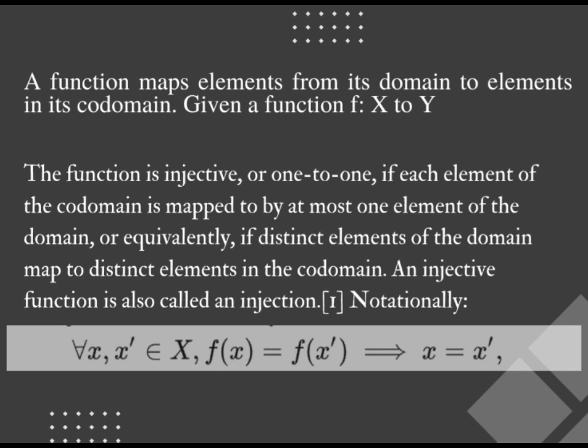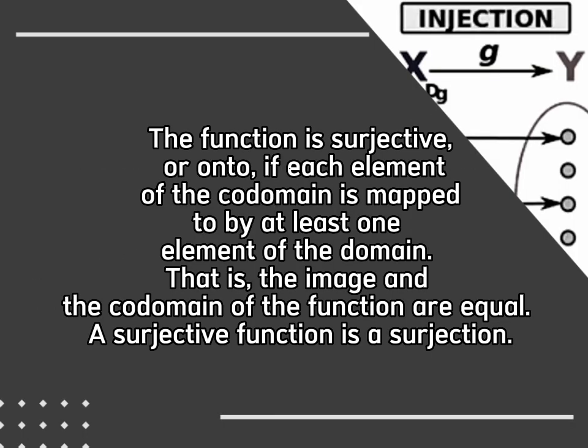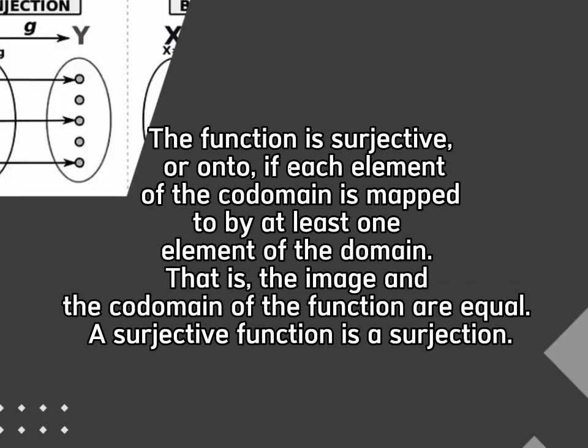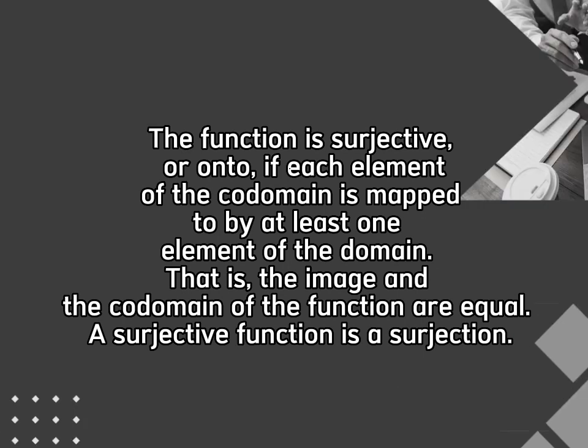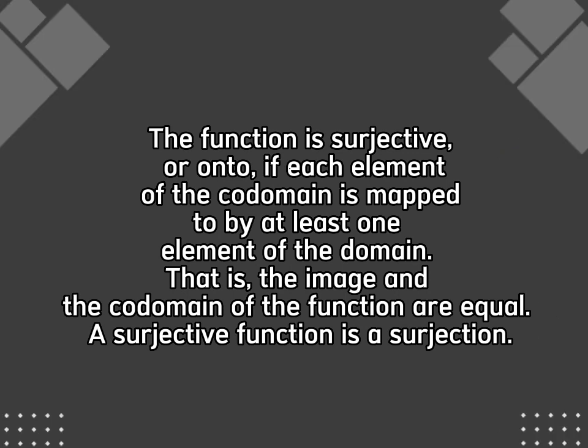The function is injective or one-to-one if each element of the codomain is mapped to by at most one element of the domain, or equivalently, if distinct elements of the domain map to distinct elements in the codomain. An injective function is also called an injection. The function is surjective or onto if each element of the codomain is mapped to by at least one element of the domain. That is, the image and the codomain of the function are equal. A surjective function is a surjection.